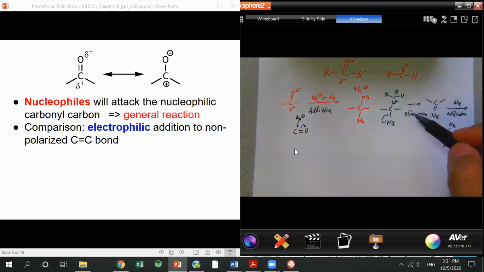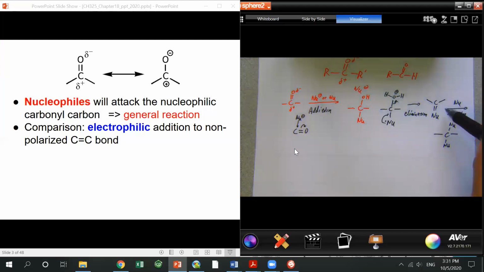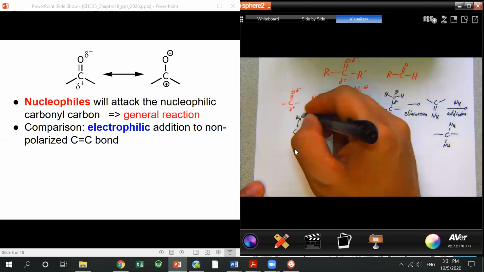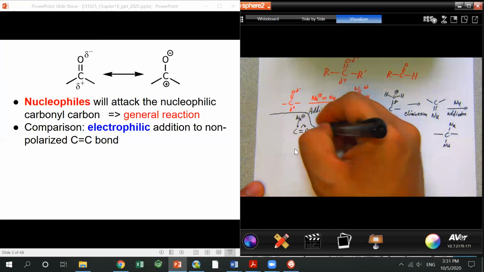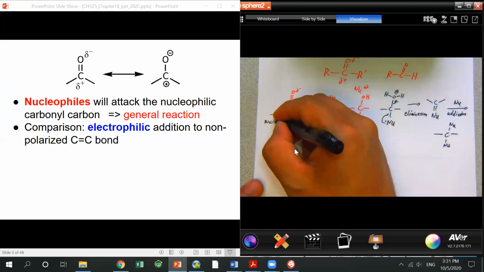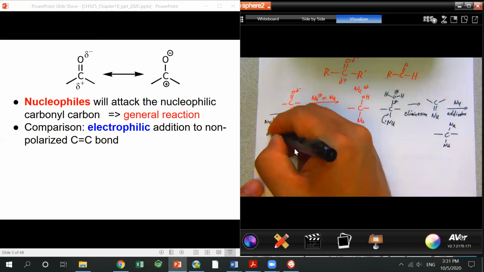Some nucleophiles stop at the first stage, some nucleophiles push to the second stage, and then there's one nucleophile that pushes further, so you get a two-step process. We'll learn them one by one. That's the reaction we learn in these chapters, and we call it nucleophilic addition.